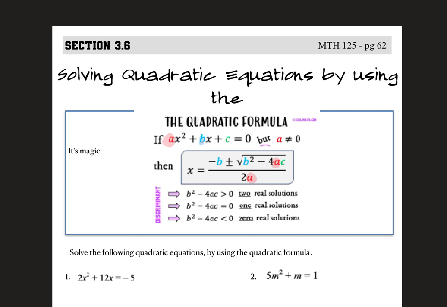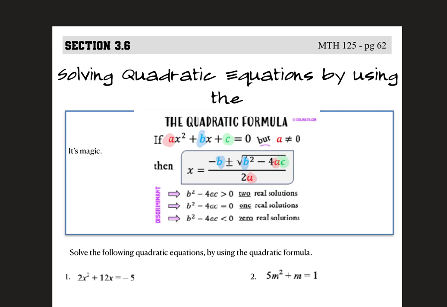The B has its own little place here. And then the C only has one spot. We have to plug it in right there. All we do is go through the motions to simplify this as much as possible. And then we can go ahead and solve. This we use when we have numbers that are not perfect. And we'll talk about that more.